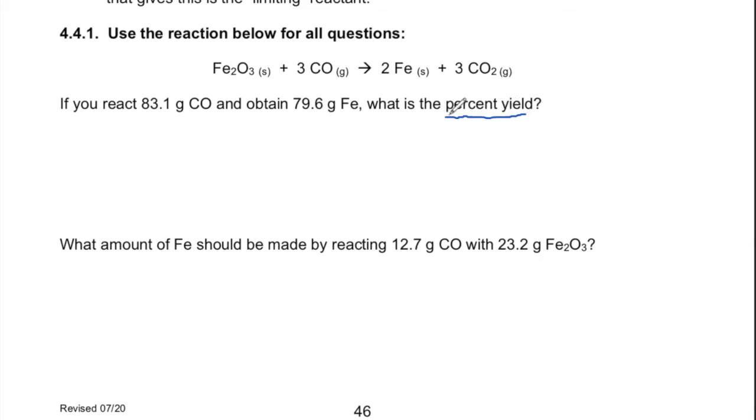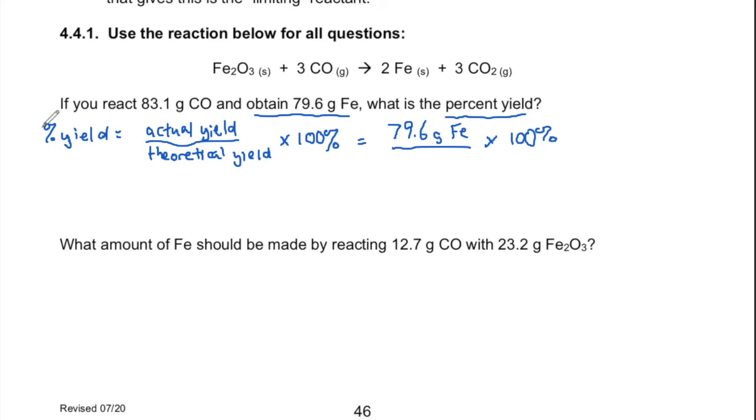This first problem is the percent yield. We are told what we actually obtained from our reaction. So let's figure out what we should have obtained. Because remember, the percent yield is the actual yield over the theoretical yield, and then that fraction expressed as a percent. So our actual yield is given to us in grams of iron. And so that's what we need to calculate the theoretical yield, in grams of iron, not in moles of iron, not in moles of carbon dioxide or grams of carbon dioxide. We need to make sure the units match so that it's relevant.